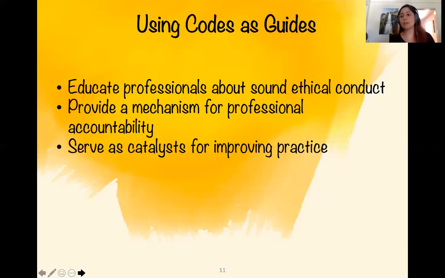And then finally, codes of ethics can serve as catalysts for improving practice. When you interpret and apply the codes, the questions that come up for you in these ethical dilemmas help you to problem solve and to figure out what your position is on various dilemmas, and to really see things from multiple perspectives instead of a one-sided or potentially biased approach.